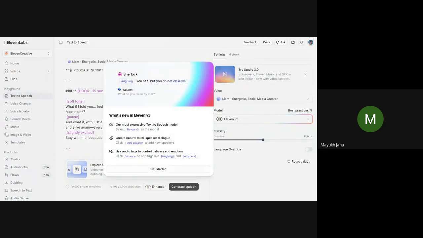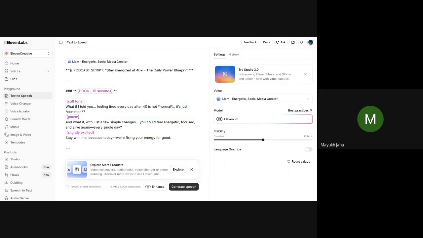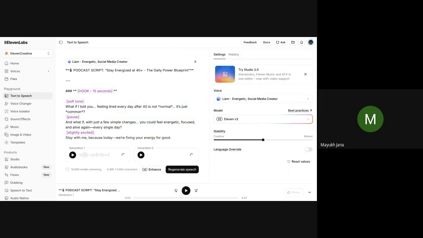Then you will hear what they say. Okay, I will click on generate speech. Let's see what happens. Although they have taken Liam's podcast voice. Script. Stay energized at 4. Just give me one moment.